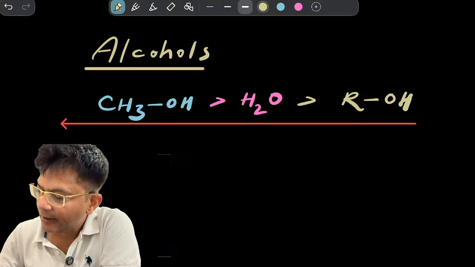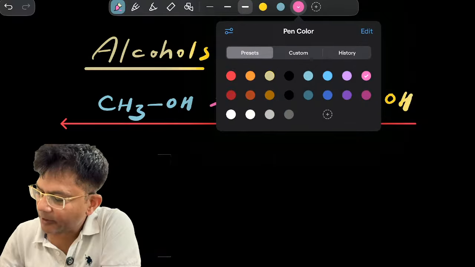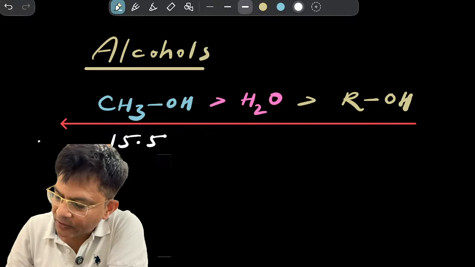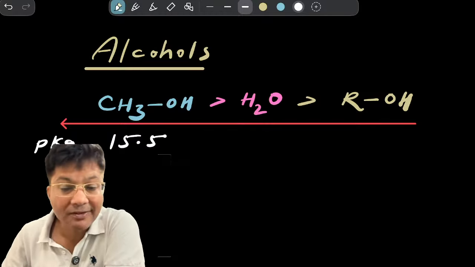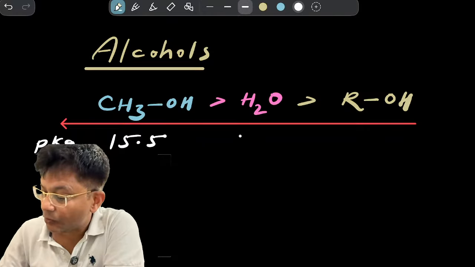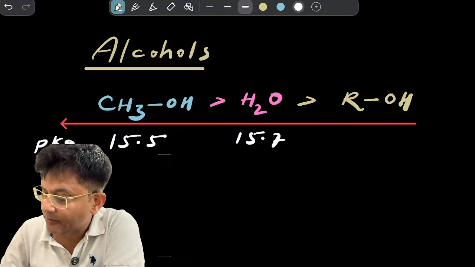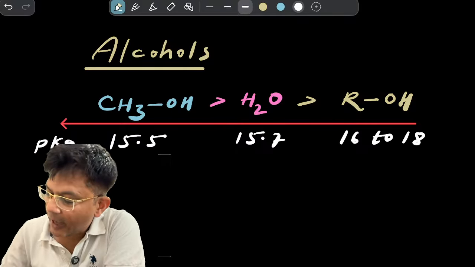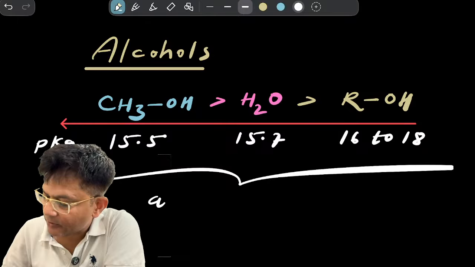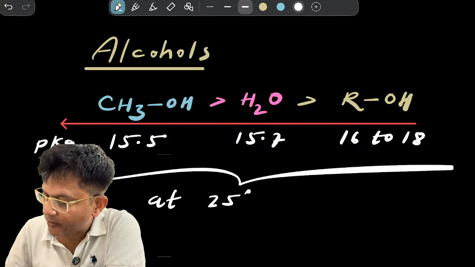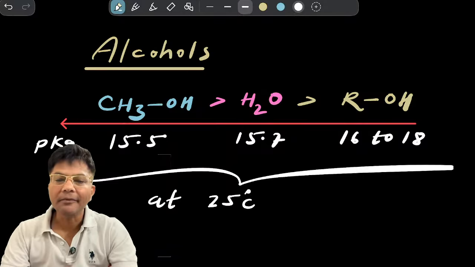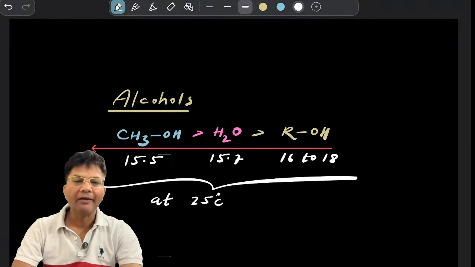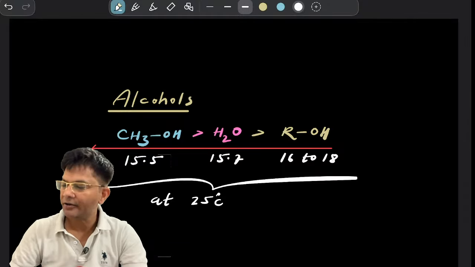My dear students, let me tell you the experimental data. If I show you, it is 15.5. What is this 15.5? This is the pKa value. Less is the pKa, more is the acidic strength. Water is 15.7 and these are 16 to 18 pKa at 25 degrees Celsius. I hope that everyone got it. So rather than quantity, we should focus on quality, and I hope that all my dear students would have got it. Everyone is able to understand this point.